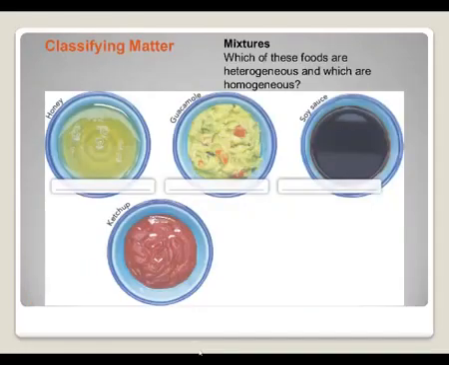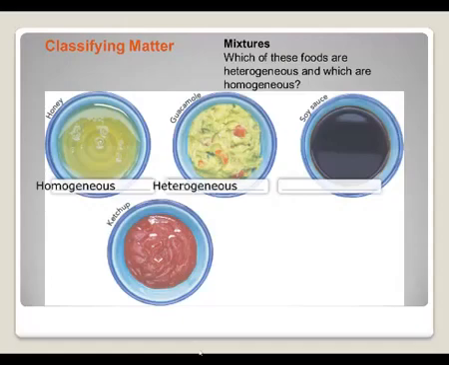So here's an example of a couple of different mixtures. We want to try to figure out if they are heterogeneous or if they're homogeneous. Honey, if we look real closely there, we can't really even see any separate parts. Honey would be a homogeneous mixture, and honey would not allow you to separate out any parts.